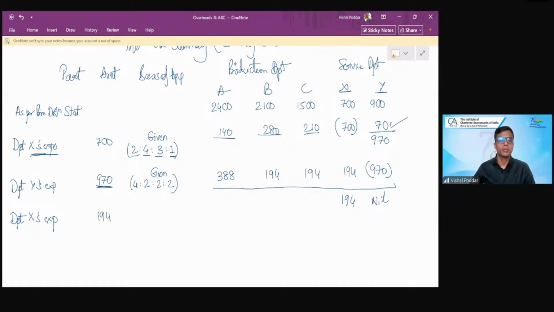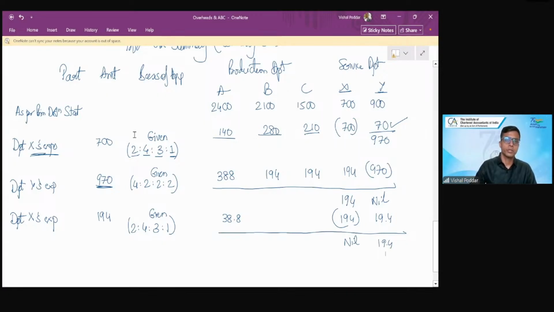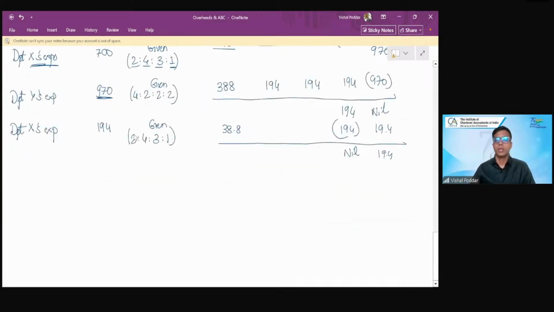So I again distribute this 194. Again distributing it to all in the ratio of X. Correct? Now here 194 is distributed. Here what I'm getting is 19.4. Here what I will get is 38.8 and so on in the other two also. 19.4. So this method is the trial and error method and also the repeated method.